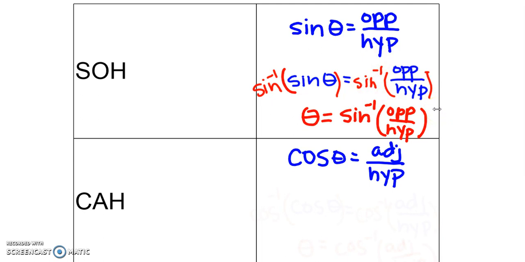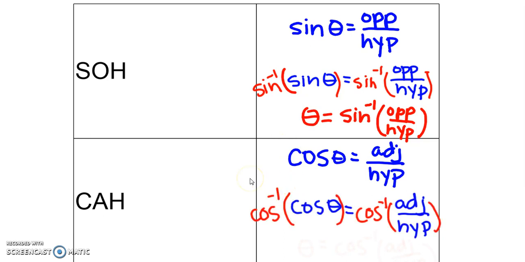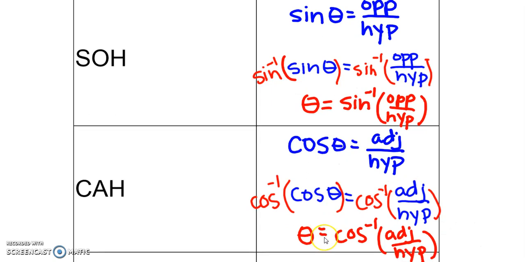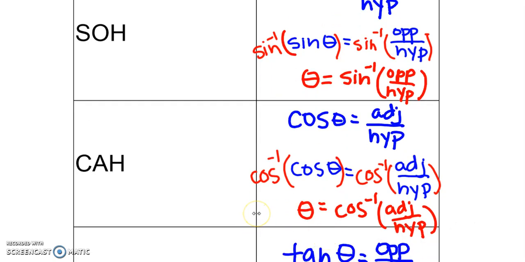So just like sine has a sine inverse, cosine also has a cosine inverse. So I've taken this cosine of theta equals adjacent over hypotenuse equation, and I've done the same thing. I have cosine inverse both sides. So what happens when we cosine inverse both sides is our cosines cancel on the left side, and we're left with just theta. And on the other side, we'll be taking the cosine inverse of our ratio, which is adjacent over hypotenuse. So theta equals cosine inverse of adjacent over hypotenuse.